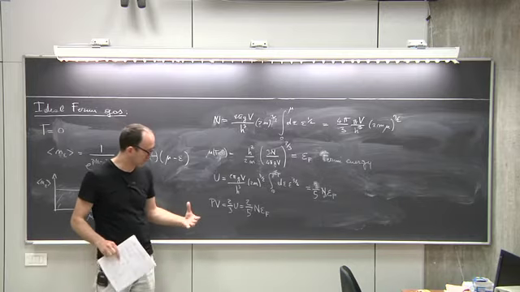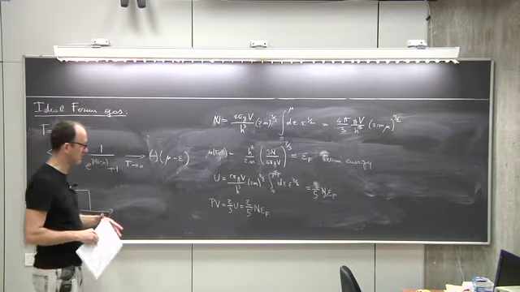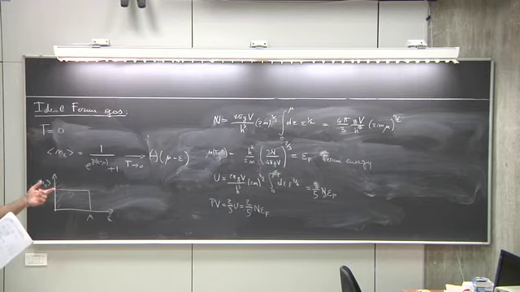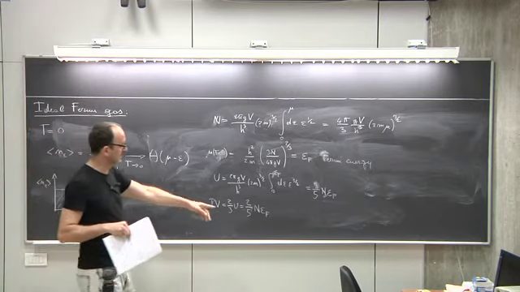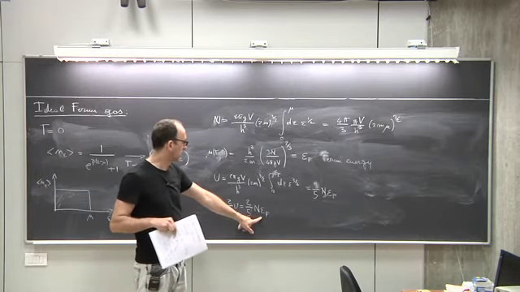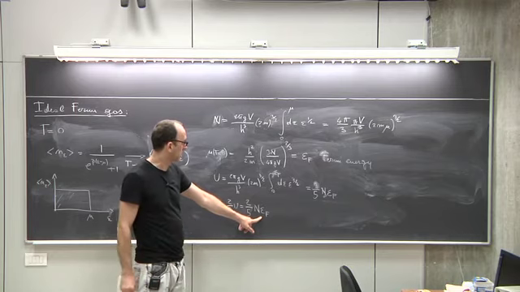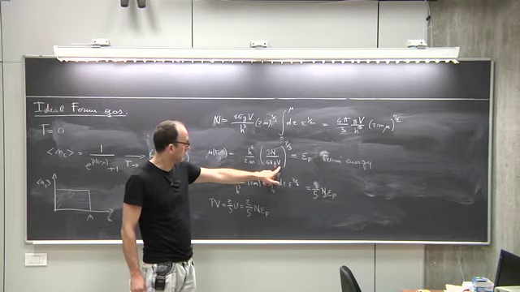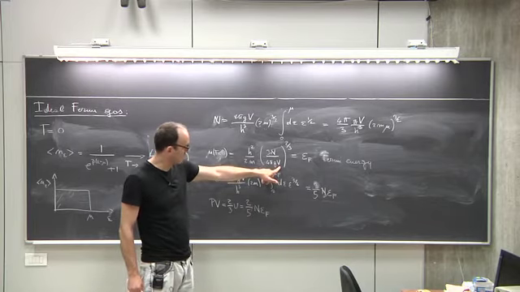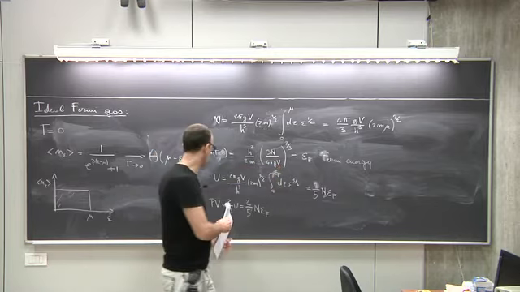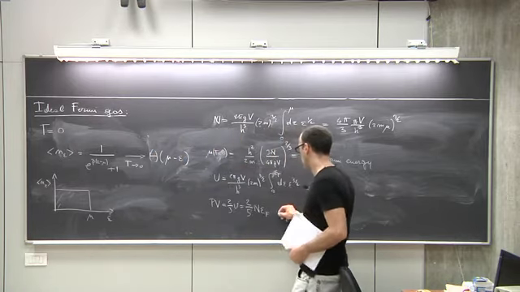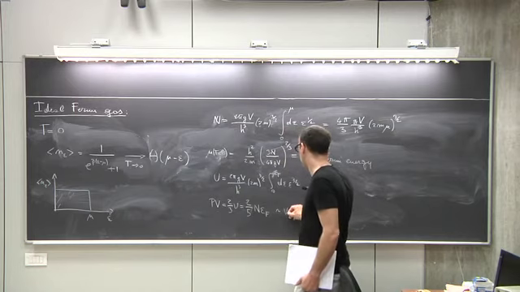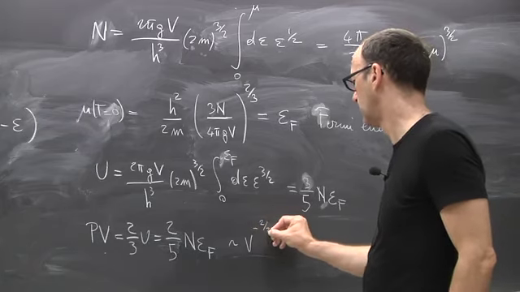You will change the energy level and then change the volume, the pressure. So, in particular, since the Fermi energy is proportional to volume to the minus 2/3, this is proportional to volume to the minus 2/3.